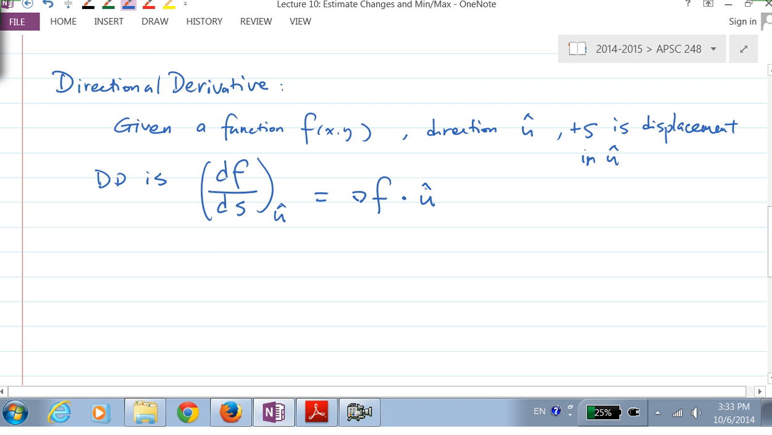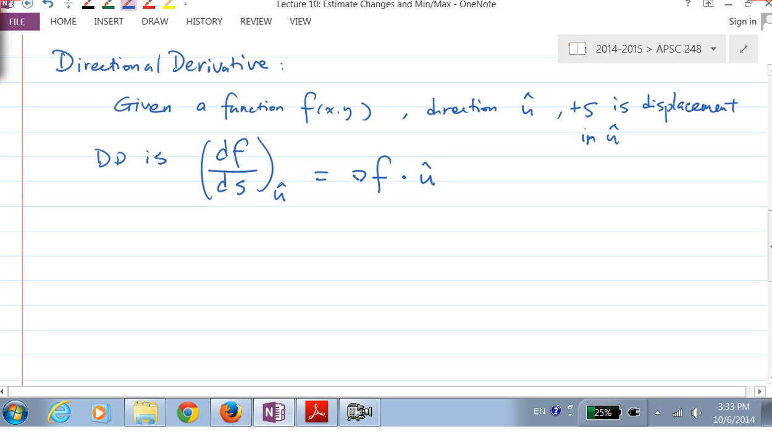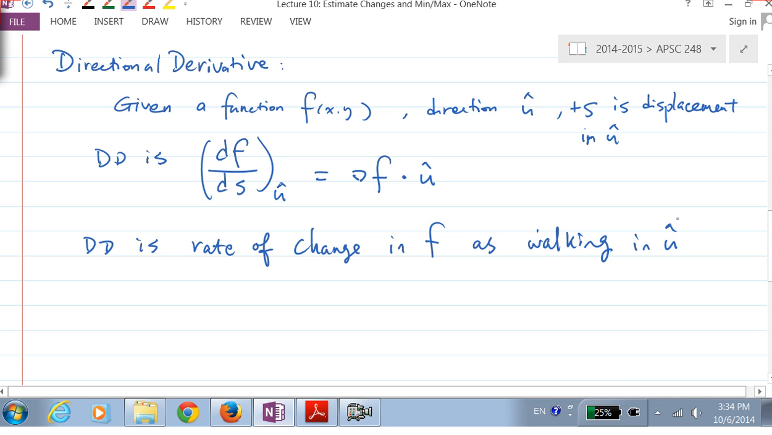That's the directional derivative. If you want to say it in plain language, the directional derivative is basically the rate of change in this function f as walking in the u hat direction by a small displacement or distance, a delta s, for example.